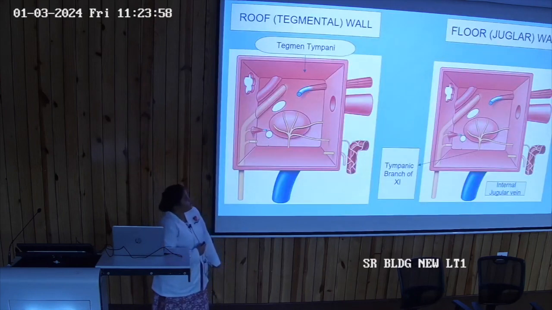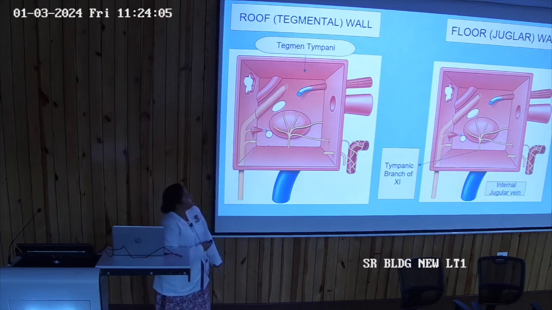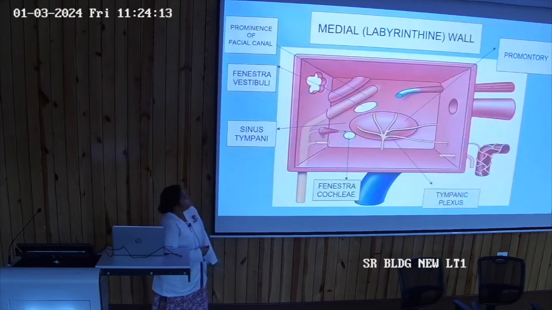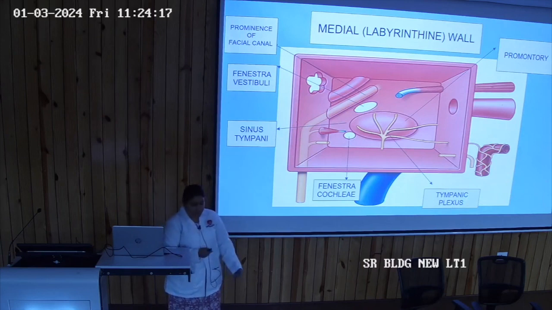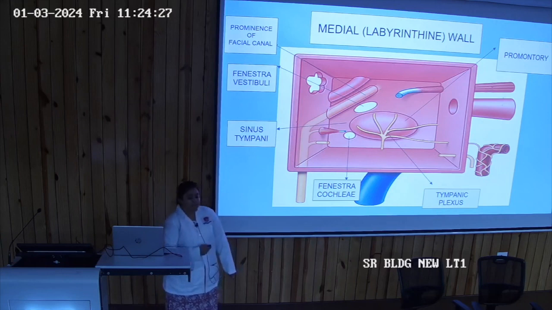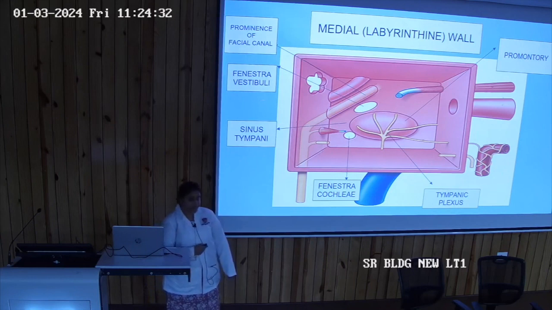Then the roof or tegmental wall, which contains a thin bony plate, the tegmen tympani, which separates the tympanic cavity from the middle cranial fossa. Then the floor, the jugular wall, which contains the tympanic branch of the glossopharyngeal nerve and the internal jugular vein. Medial or labyrinthine wall, it contains the promontory, which is formed due to the first rounded prominence which is due to the first basal turn of the cochlea. Fenestra cochleae, a small round opening behind and below the promontory. Fenestra vestibuli, a reniform aperture above and behind the promontory.